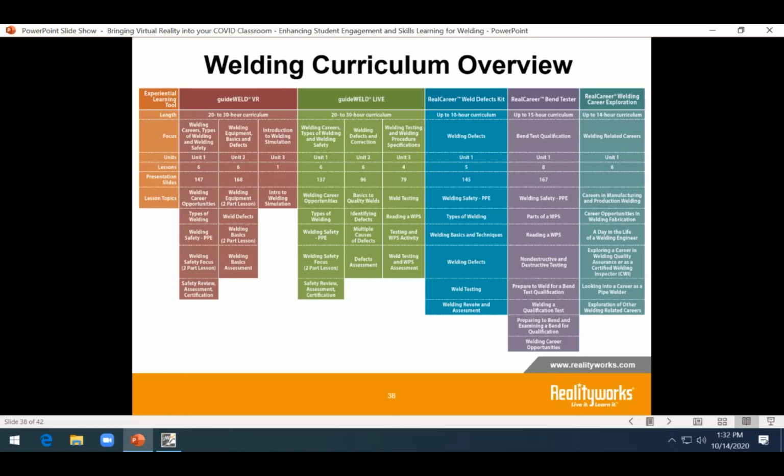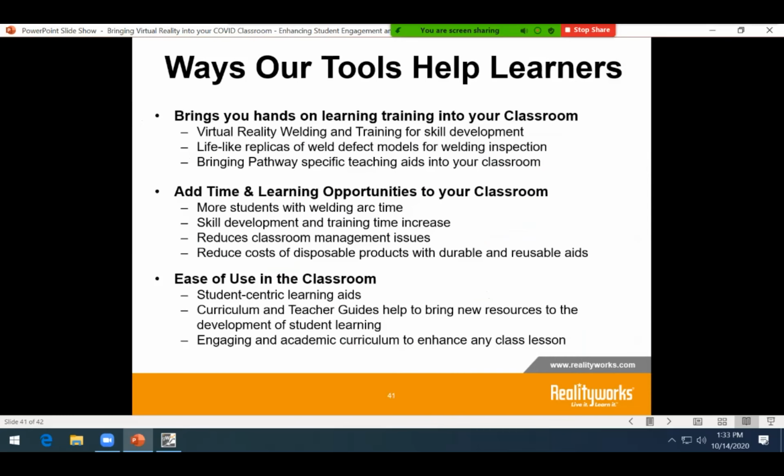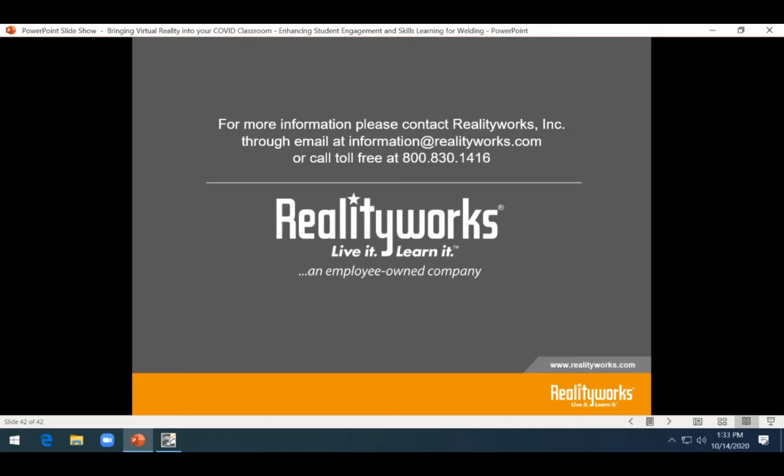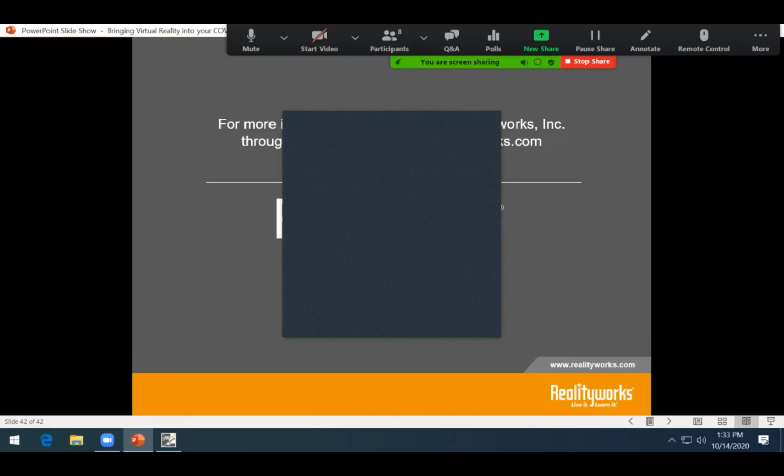Which should also help you in that remote learning setting. So with that being said, what are some of these tools to help? We really want to bring hands-on learning. It might be in your classroom, it might be in a remote setting, but we think this can help by adding time and learning opportunities to your classroom, and hopefully creating a student-centric, helpful aid for you in this time of COVID. So with that, thank you for your time. If there are questions, please put them in the chat. Let us answer these and help.